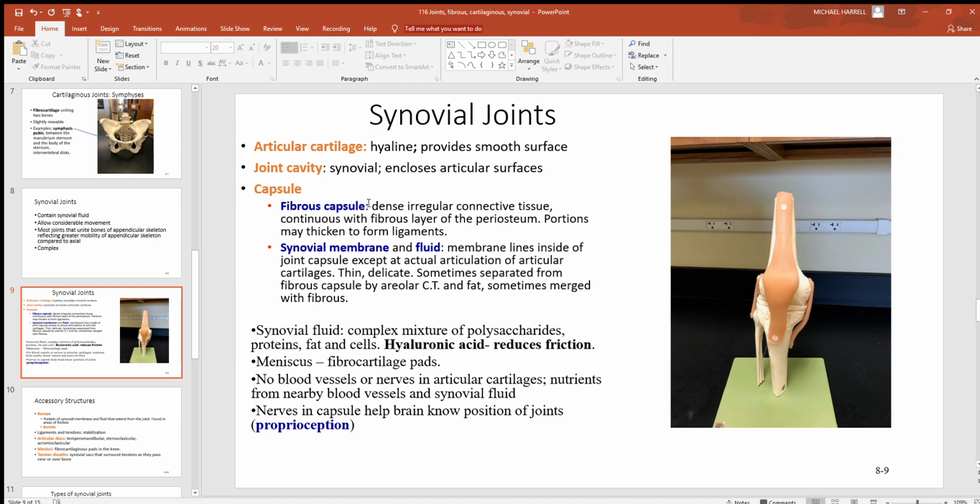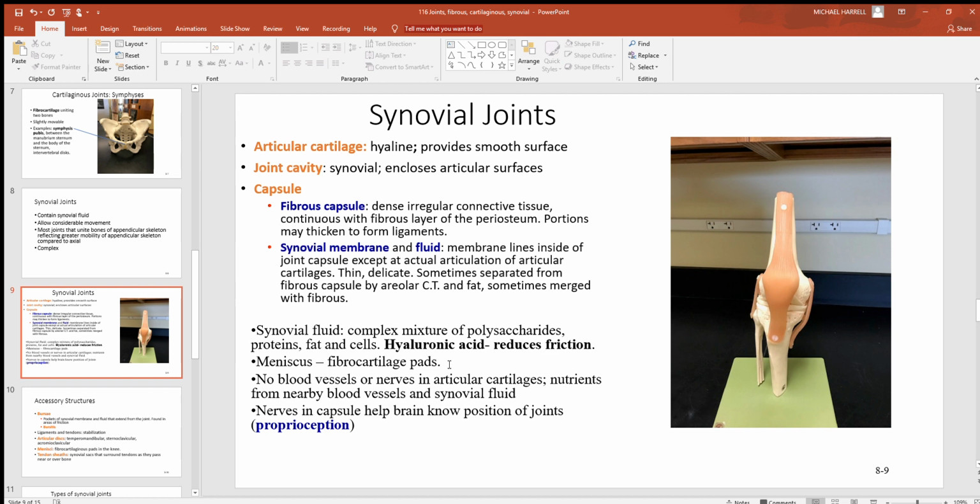Now there's a tough outer region called a fibrous capsule. It's dense connective tissue, lots of collagen there. But then the inner layer is the synovial membrane, and that's where that synovial fluid comes from. It's filled with a substance called hyaluronic acid, and again, that's what cuts down on the friction. It's just like putting WD-40 or something such as that in between two hard metal parts. It'll reduce the friction, and parts ought to last longer.